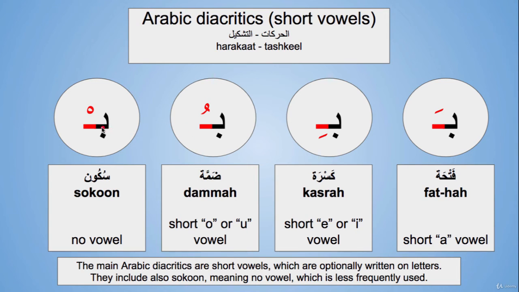And then you have the sukoon, which looks like a circle, and in many cases it's not used, and it indicates that there is no vowel after the letter.